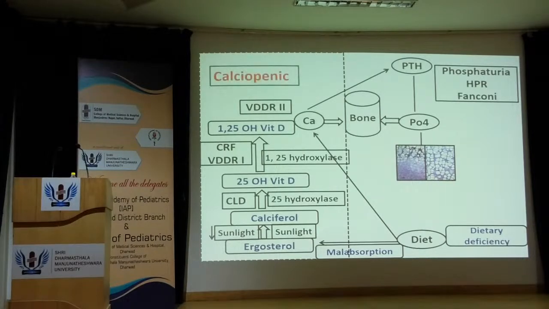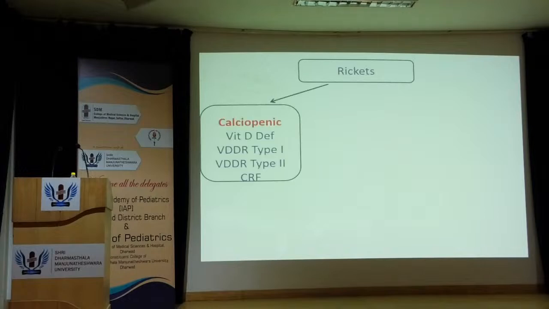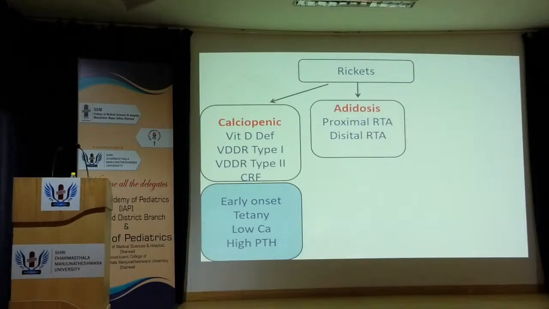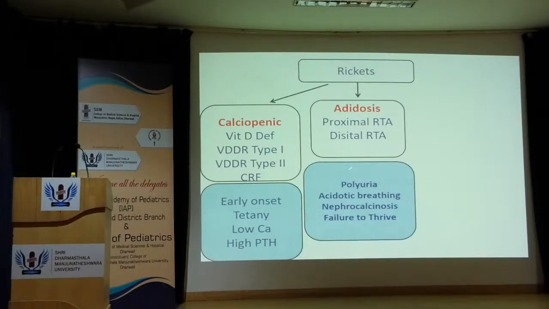So this column constitutes calciopenic rickets, and this part constitutes phosphopenic rickets. Are you with me? Calciopenic rickets includes vitamin D deficiency, VDDR type 1, VDDR type 2, which is a receptor defect, and chronic renal failure. How does calciopenic rickets present? It presents with very early onset. There could be tetany, there could be low calcium, and there will be high PTH invariably. Clear? On the other hand, we have acidosis problems also, like proximal tubular acidosis and distal tubular acidosis. How do they present? They present with polyuria, acidotic breathing, nephrocalcinosis, and failure to thrive.